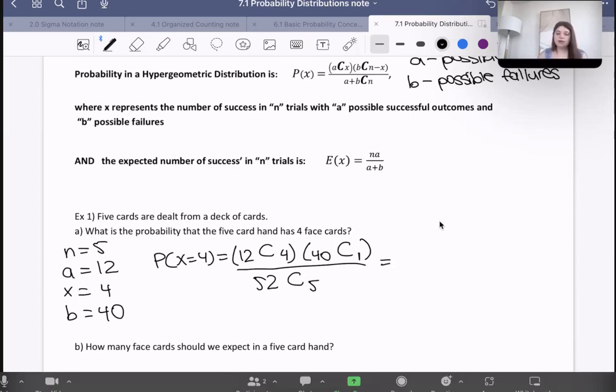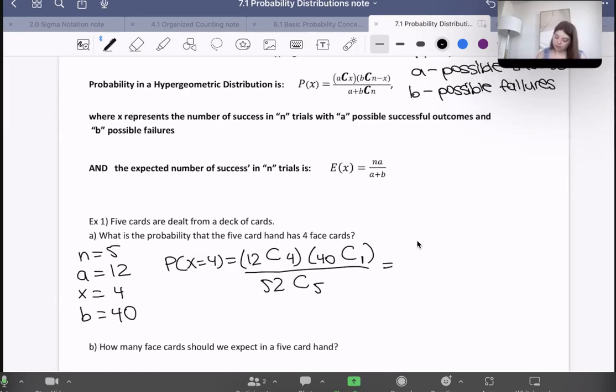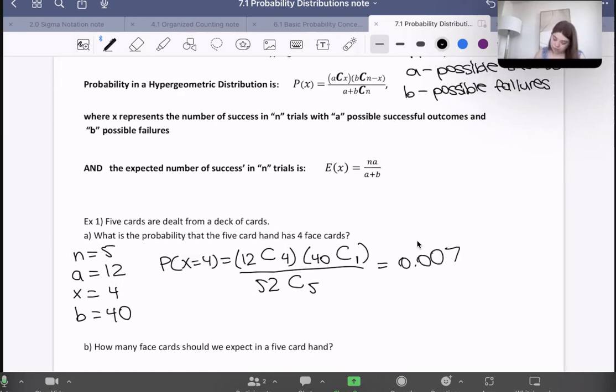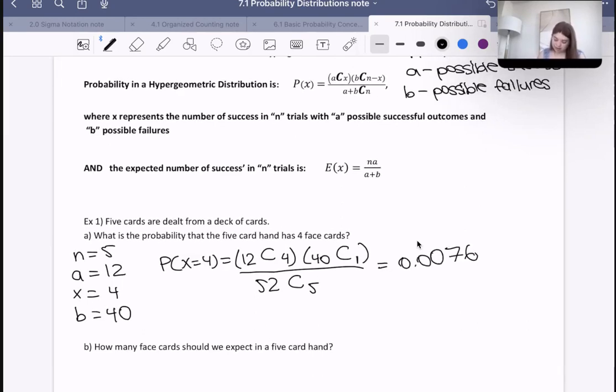And then if we plug all that into our calculator, we're going to get 0.0076 as our answer. But even leaving it like this would be acceptable for a lot of people. Very good. So as you can see, it's less than a 1% chance. It's not all that likely. But that makes sense, right?